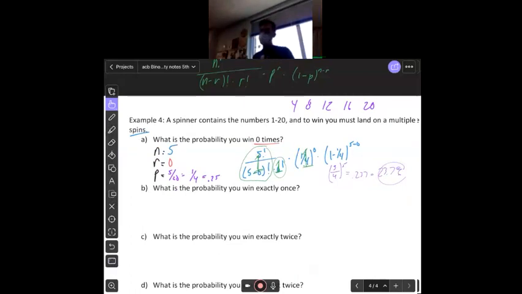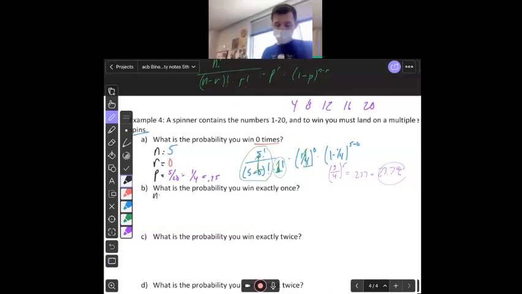That doesn't mean we win 0 times or 1 time. It's exactly once. So that means we win once, 4 times we don't win. Okay. So that word there is very important. It's exactly we win once, the other 4 times are losses. Well, our number of trials doesn't change. Our probability doesn't change. One thing that's changing is r.